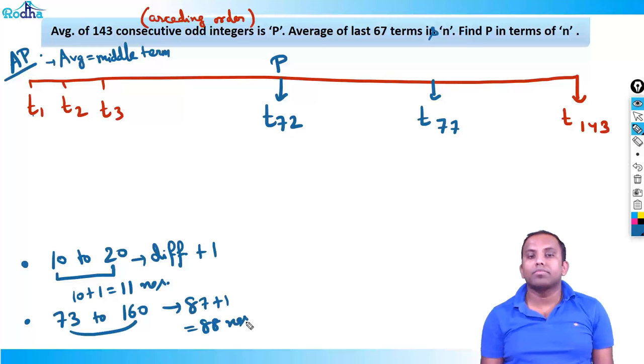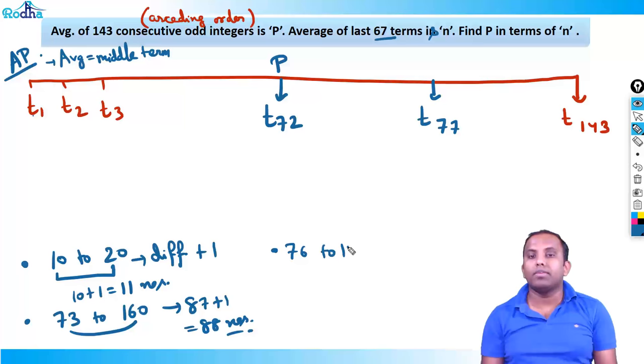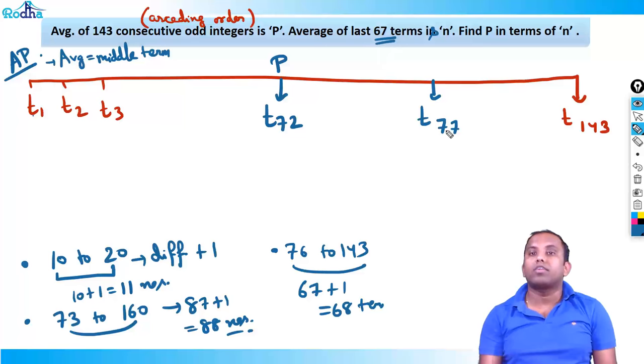143. So, 143 minus, we have to calculate the last 67 terms. 143 minus 67, 76. So, don't take from 76. Take from 77, because if you take 76 to 143, how many terms? Difference plus 1. 67 plus 1, 68 terms. This is wrong. I have to calculate 67 terms, okay? That's why starting from 77.